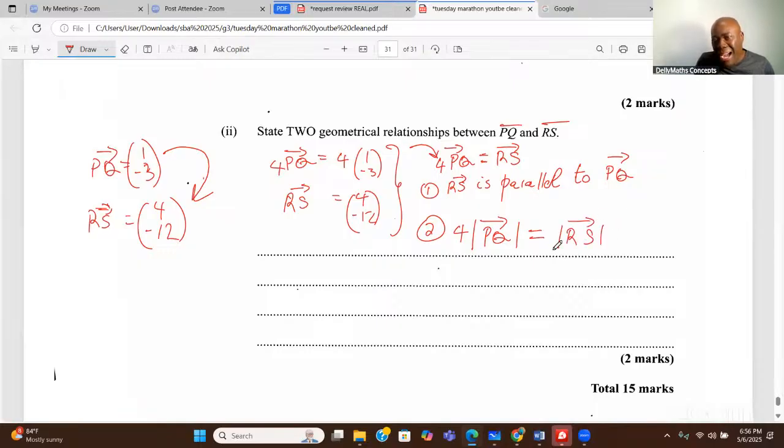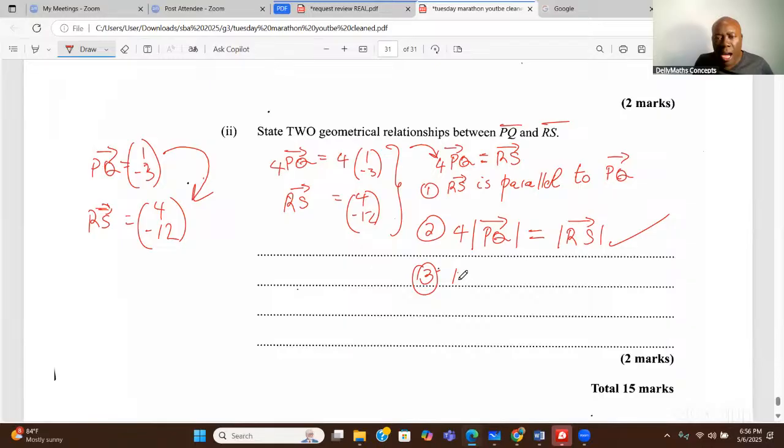This is a language that speaks for itself. You write this, you're good. You're telling them that one vector is 4 times bigger than the other one in terms of its length. Another thing you could have said, I'm going to just drop it. You could have told them that we do notice that PQ or RS, any one of them you want to pick on.